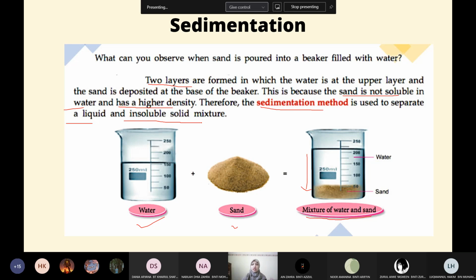Alright, so ini sedimentation. Sedimentation tu maksud dia akan termendak ke bawah lah, and then kita boleh keluarkanlah water tu, and then kita dapatlah sand. Okay, so this one is for sedimentation. Okay, we go to next.